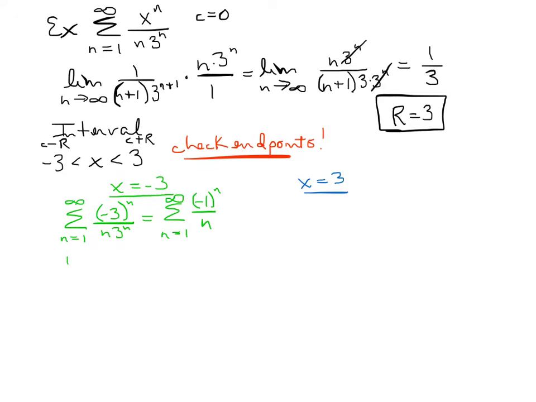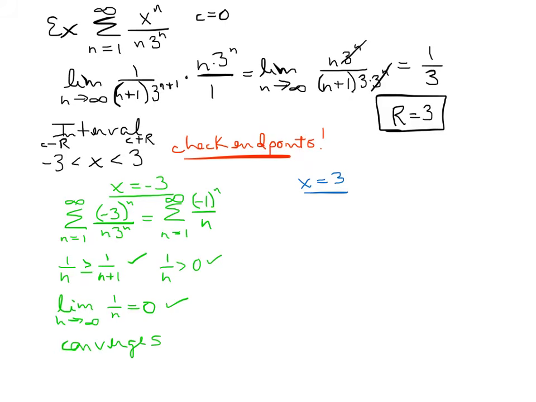So for alternating series, the 1 over n has to be decreasing. Yep, that's true. It has to be positive. That's true. And the limit as n goes to infinity of 1 over n goes to 0. Yep. And so this one converges, we just use alternating series. And so because it converges, it will converge at negative 3. So I'm going to put an equal sign right there because the interval would include negative 3 in there.